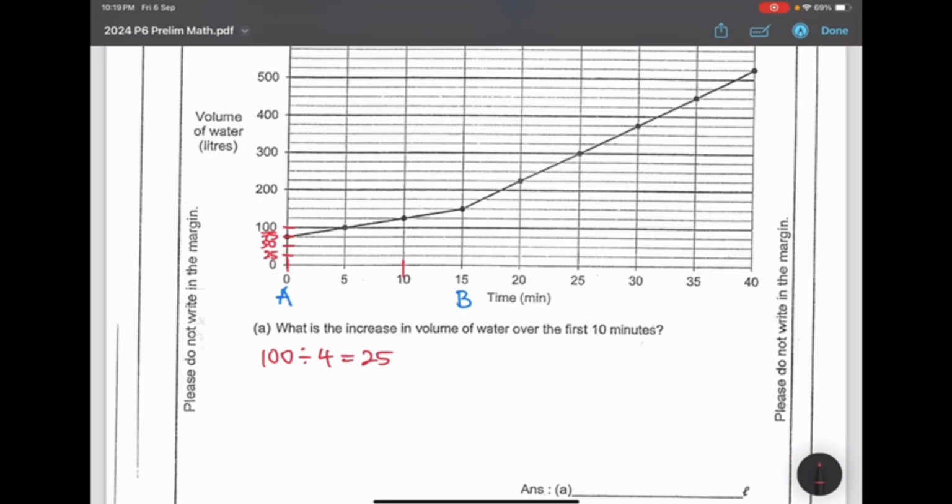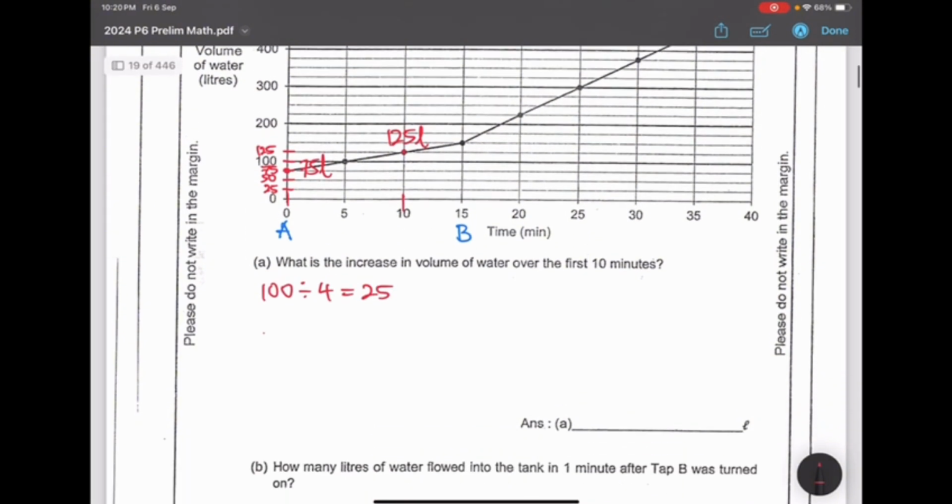So I can see that at minute 0, my water level is at 75 liters, and at minute 10, my water would be at 125. So if I were to take 125 liters minus 75 liters, I will find the increment, and that would simply be 50 liters. And that is your answer for A.